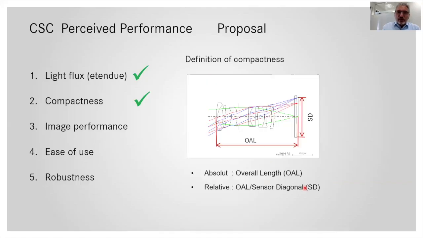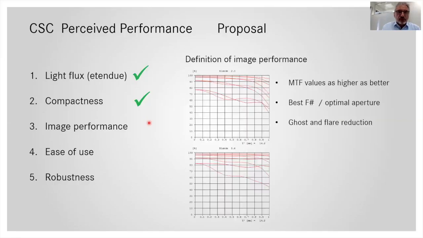For today's discussion, we do not need to talk about this system, because we are within our 35 millimeter format, and we are talking about M. But if we compare with APS or so, we need to talk about the overall length divided by diagonal and by relative size.